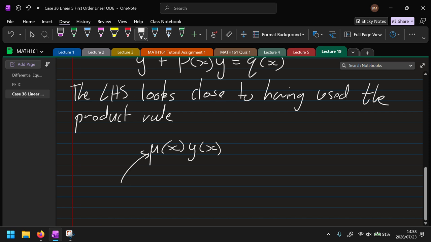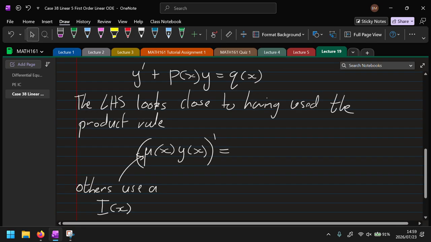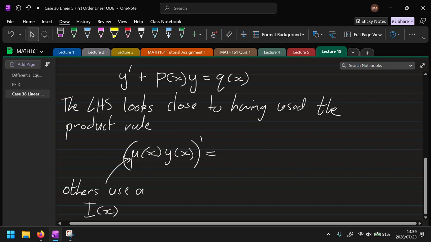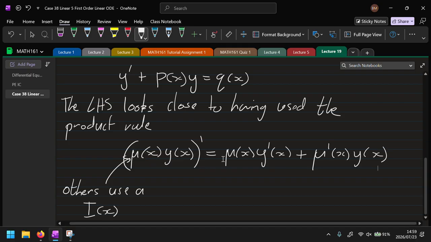So we're going to use this. That's what's in the textbook. Others will use a capital I. So we have this. We're going to do the derivative of this product, prime. What do we get? We're going to do it in a particular order, so it matches what we have at the top there. We're going to leave the first term and then derive the second term. Plus, then we're going to derive the first term and leave the second term. Okay, so we have something like that.